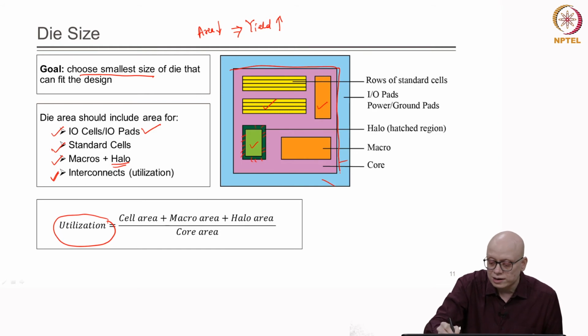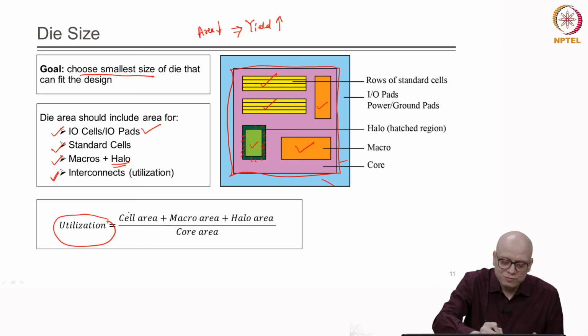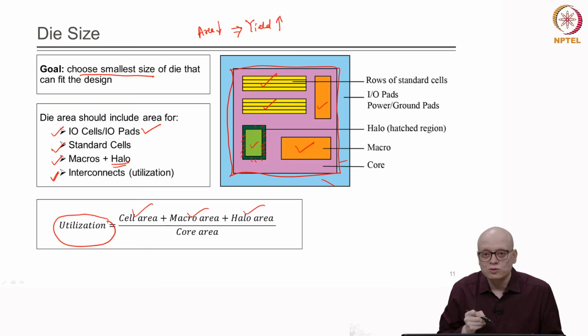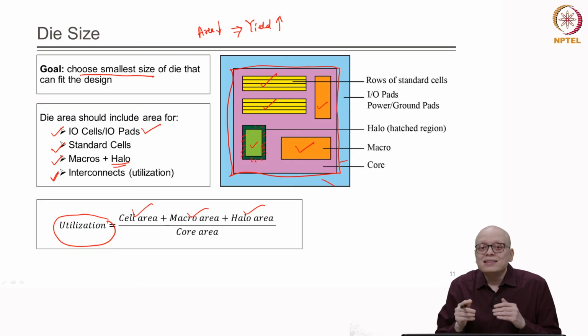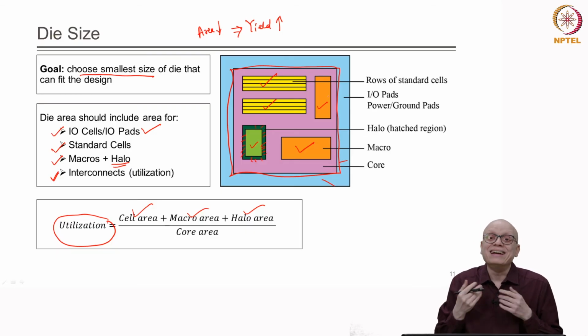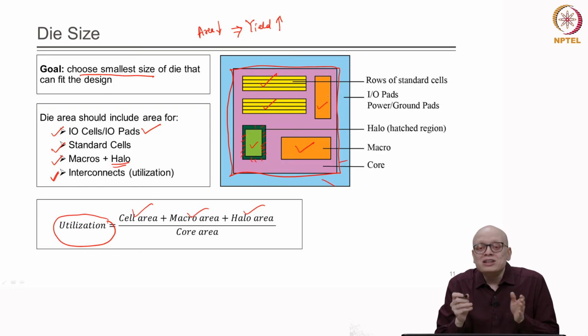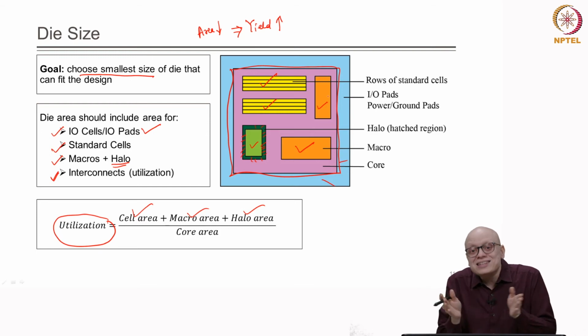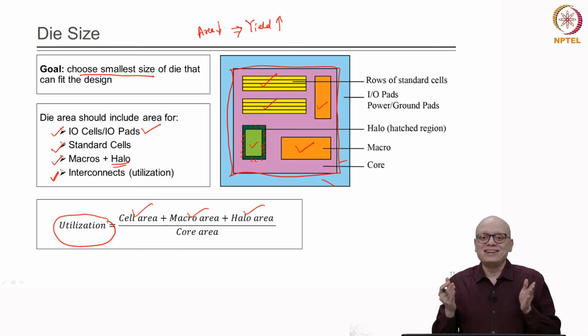Now, in this core area, what entities are sitting? The standard cells, macros and the halos, right. If we take all these entities and take the total area and divide by the core area, the area that is shown in pink, we get how much extra space is left for interconnects. So, if we divide, we get the number which shows how much utilization we are doing, meaning that if there is 100% utilization, then no space is left for interconnects, right.